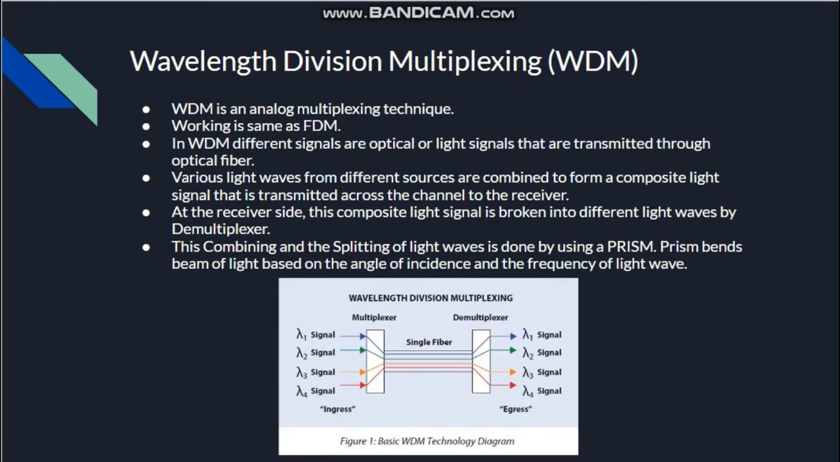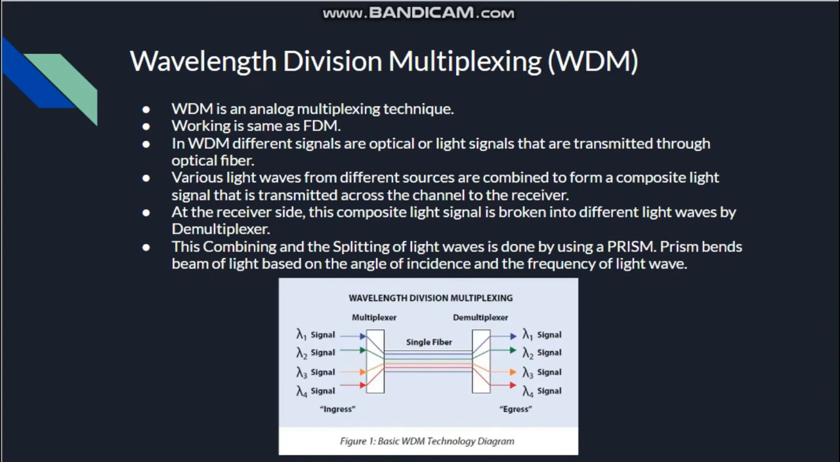Next is wavelength division multiplexing (WDM). The WDM is also an analog multiplexing technique. Its working is the same as the FDM. Different signals, which are optical or light signals, are transmitted through optical fiber. Various light wavelengths from different sources are combined to form a composite light signal that is transmitted across the channel to the receiver.